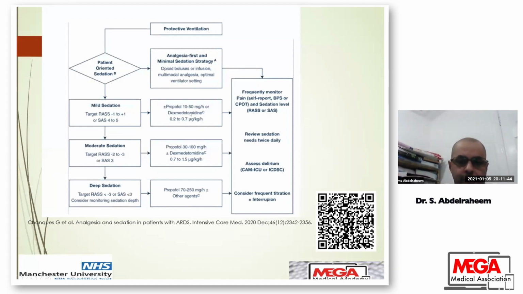If you achieve good control, well and good, you leave that on the mild sedation. If not, you go for the moderate sedation, -2 to -3, and then deep sedation if you still need to control ventilation. And then, as we said, we review the need for sedation twice daily. And with this comes the assessment for delirium. And we consider on a daily basis whether we should interrupt sedation completely. And by interrupting sedation, there is good evidence that daily interruption of sedation leads to fewer days on mechanical ventilation and fewer days in the ICU.